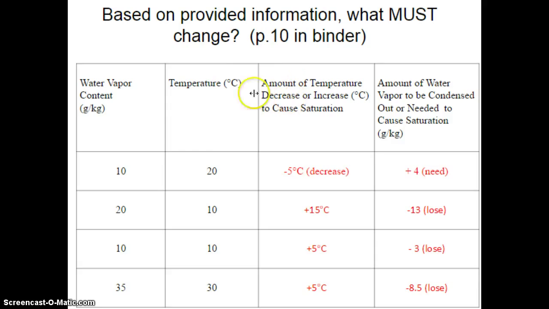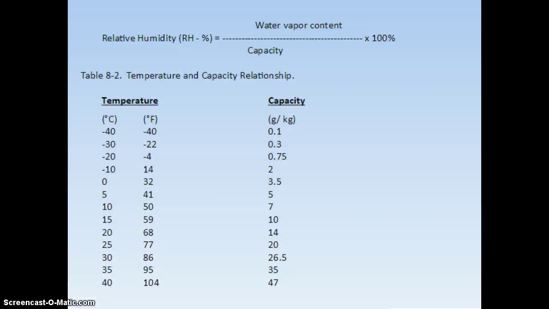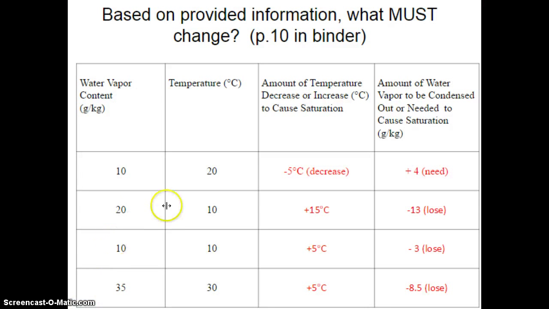So we can look at that a couple different ways quantitatively. So the practice problems we did in class, if we know that the water vapor content is 10 grams per kilogram at 20 degrees C, we can use 8-2 to determine what needs to take place to both the amount of temperature. Do we need to increase or decrease to cause saturation? Or do we need to add or condense out water vapor? So when I go back to 8-2, we can use these values here to calculate what the changes need to be. So these problems just further supplement what you should have been able to do on page 10 in the binder.